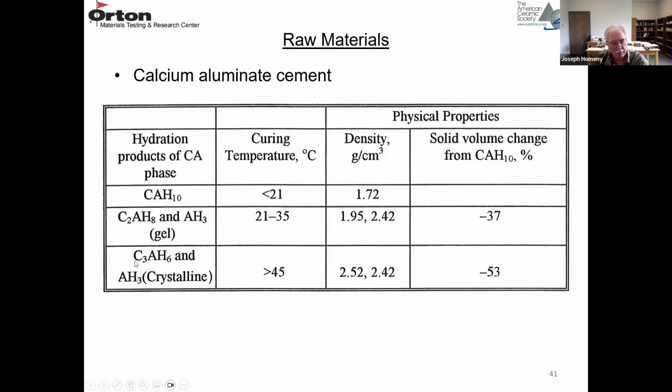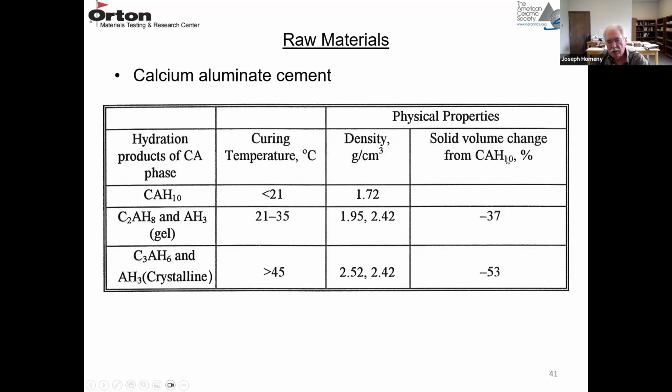And then if you cast at above room temperature, you have C3AH6 plus AH3 again. It's probably going to start to crystallize. So the density of this product is 1.72 grams per cubic centimeter. That's CaH10. C2AH8 is a little denser, 1.95. And the AH3 gel is 2.42. And then finally, C3AH6 is even denser, 2.52. And again, AH3 is 2.42.